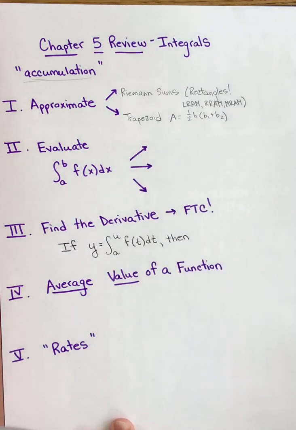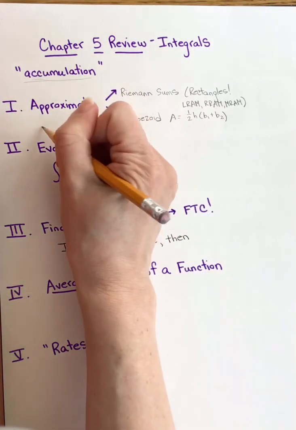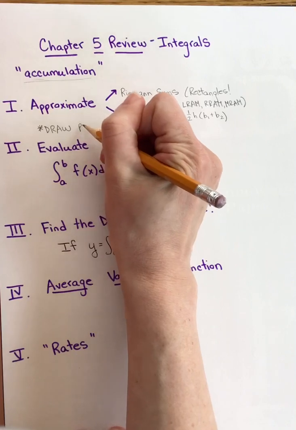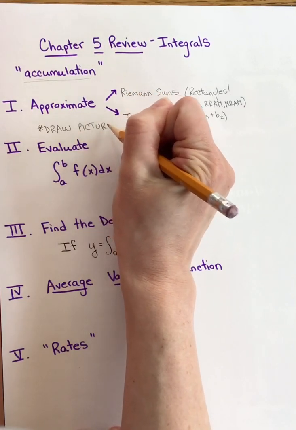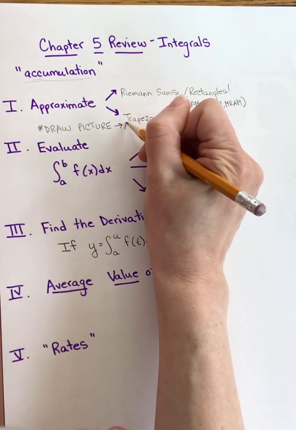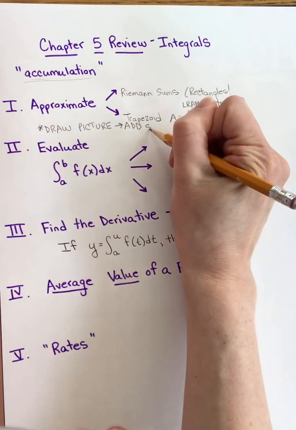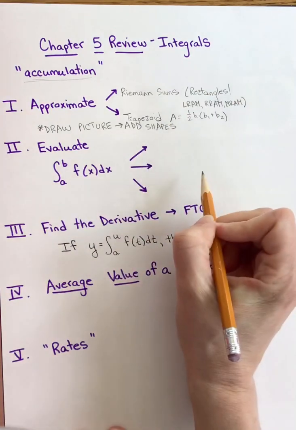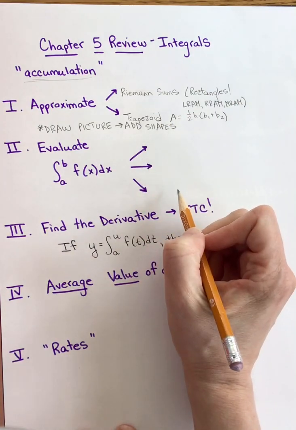Now it's not required, but you're going to see these questions a lot when you see table questions. I would strongly encourage you to draw the picture first and then add the shapes together. That's going to lead to greater success than if you try to just play with the numbers as you go. So draw the shapes, add them up, you got an approximation.